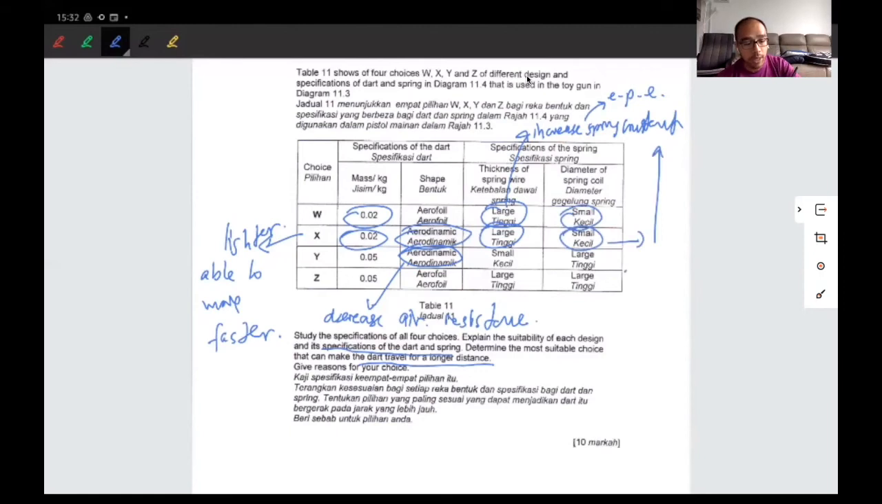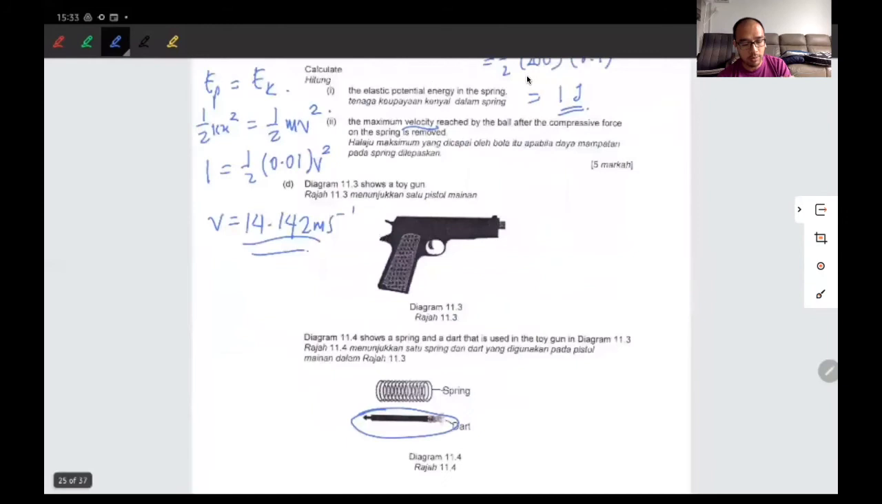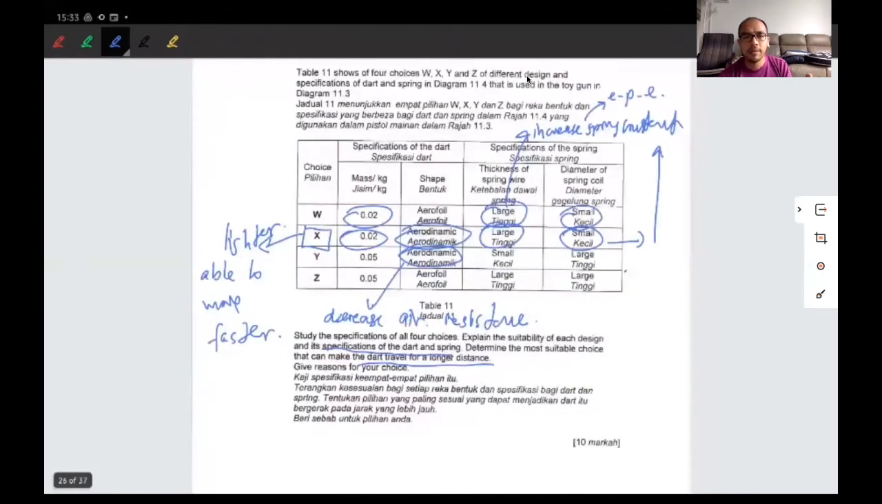So the best one will be choice X, the dart and the toy gun. So the best choice will be choice X, because it's a combination of toy gun and dart.